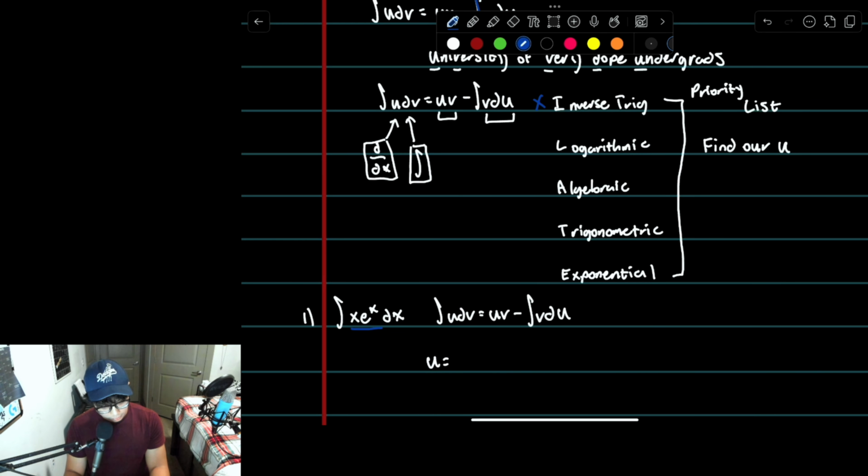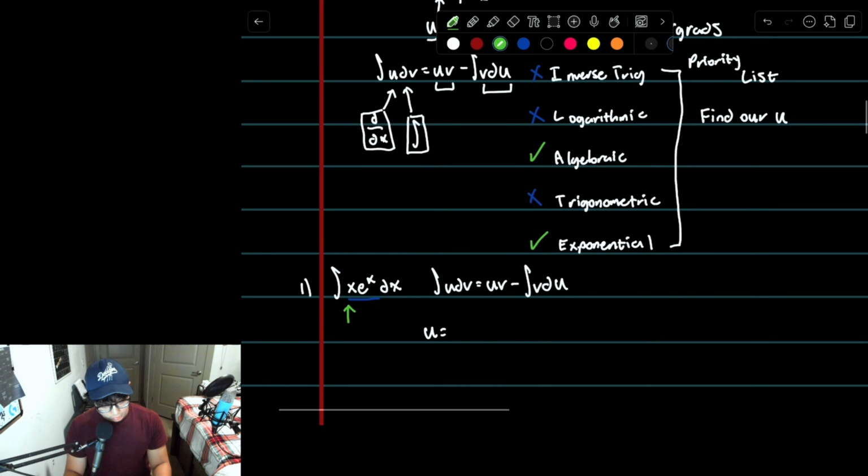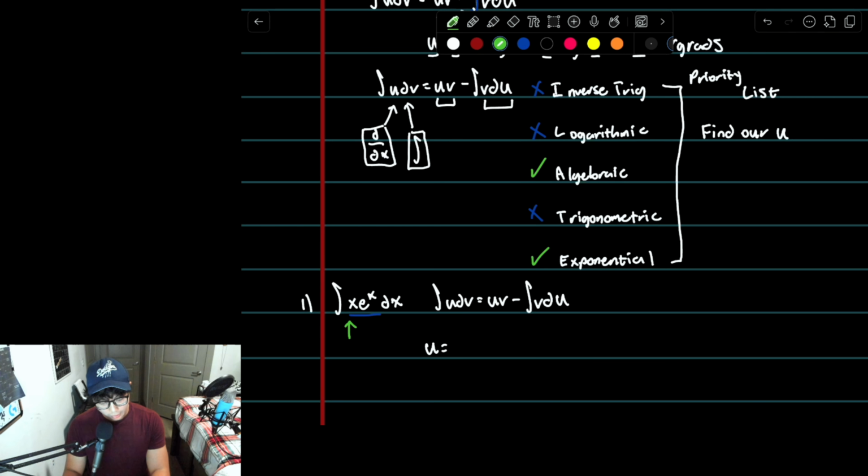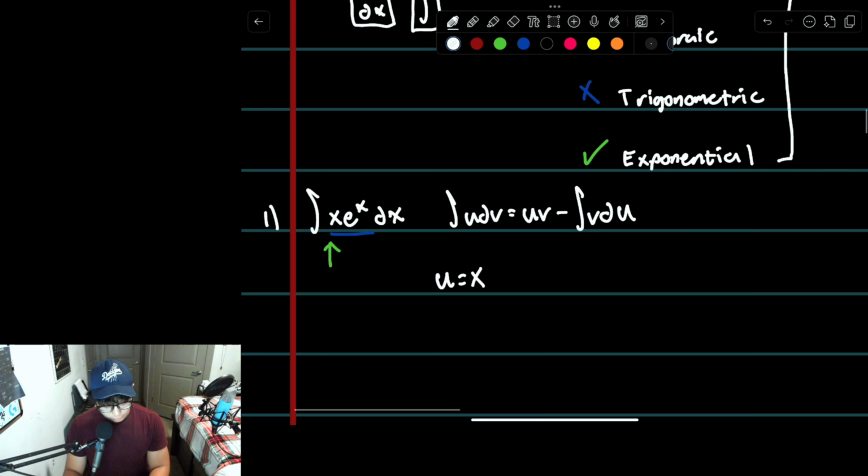Now are any of these inverse trig? No. Are they logarithmic? No. Are any of them algebraic? Yes. That's our x. Are any of them trigonometric? No. Are any of them exponential? Yes. Our e to the x. Now again, I said to treat this like a priority list from top to bottom, so x will be our u. Now we'll just find the du of that, which is the same as dx.